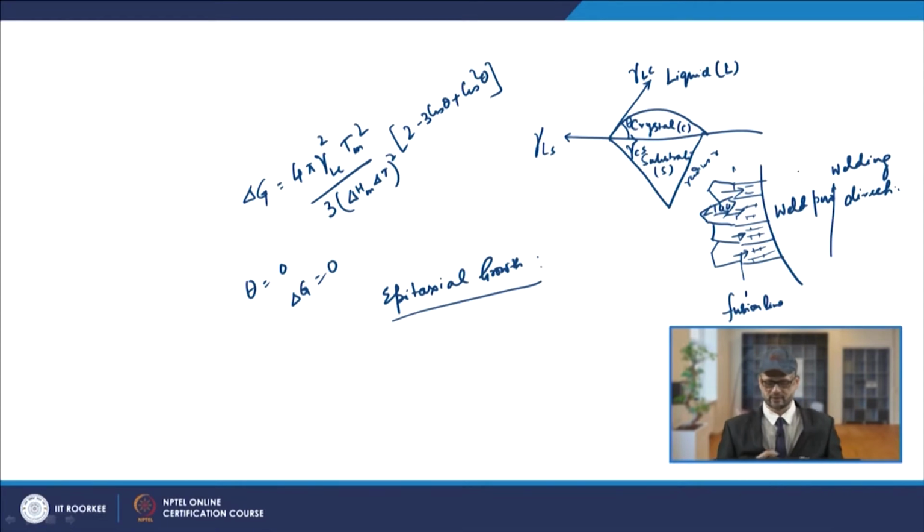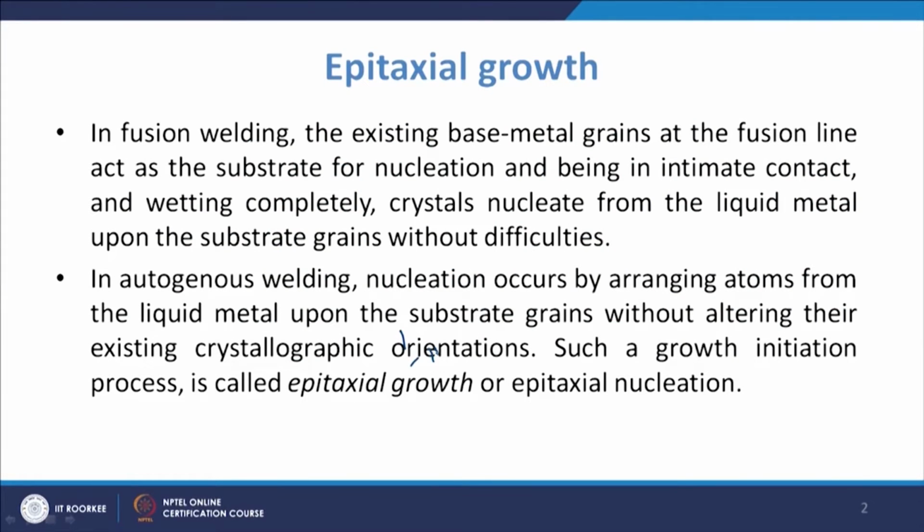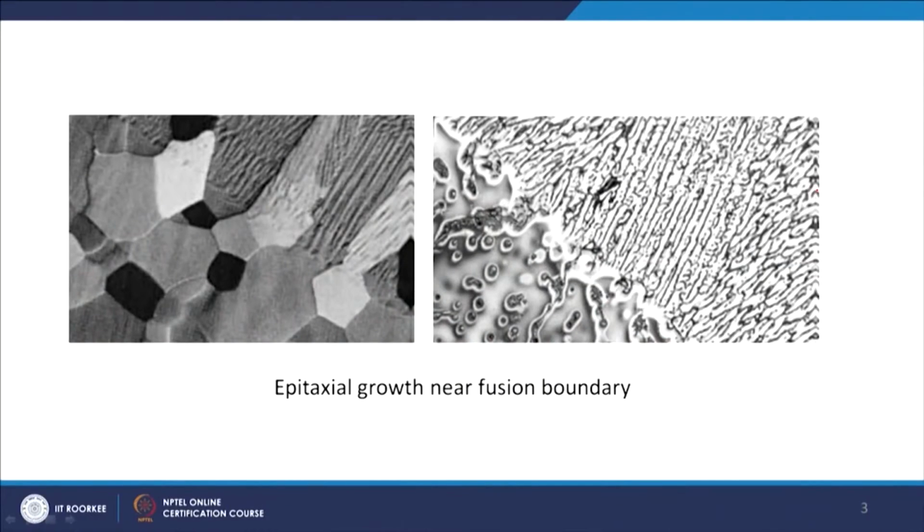So, that is your epitaxial growth in welding. In autogeneous welding, nucleation will occur by arranging atoms from the liquid metal upon the substrate grains without altering their existing crystallographic orientations, and that is known as epitaxial growth, or such kind of nucleation will be known as epitaxial nucleation. This can be understood by referring to these macrostructures.